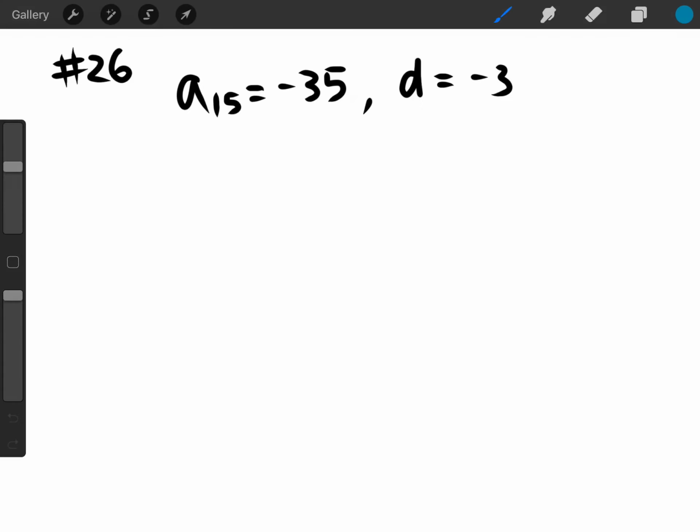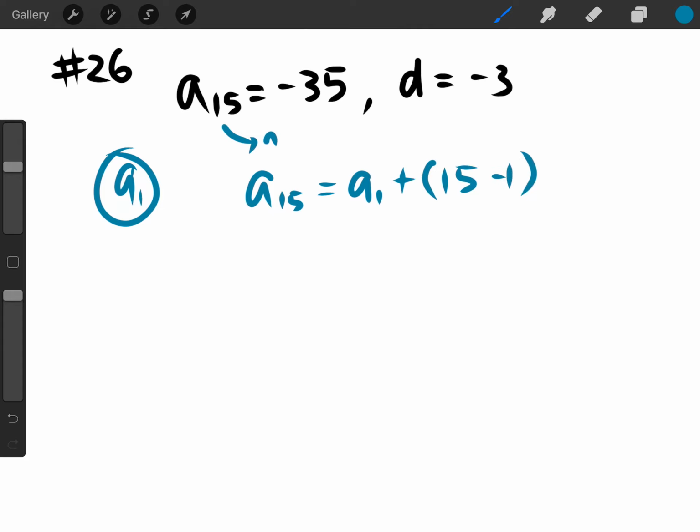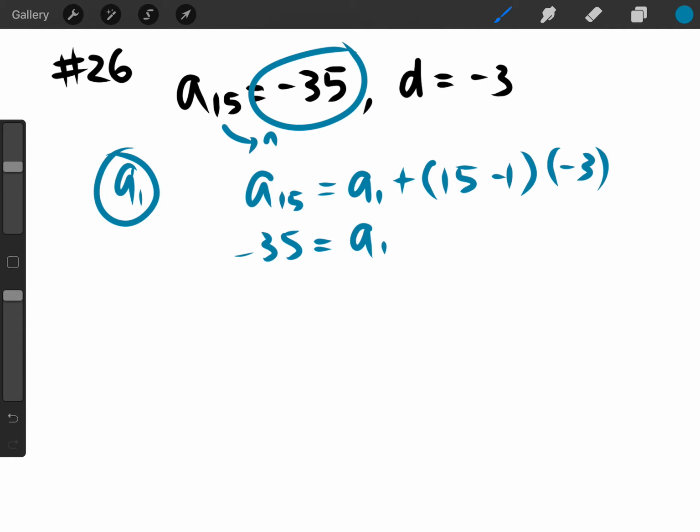Next one, our priority is to find a sub 1. That's not 9, 1, that's a sub 1. So you're going to use a sub 15 equals a sub 1 plus, now n is 15, so just write 15 minus 1, multiply the difference, which is negative 3. We know that a sub 15 is right here, negative 35. A sub 1 is what we're looking for. So plus, we know that 15 minus 1 is 14. Right here, 14 times negative 3 is negative 42.